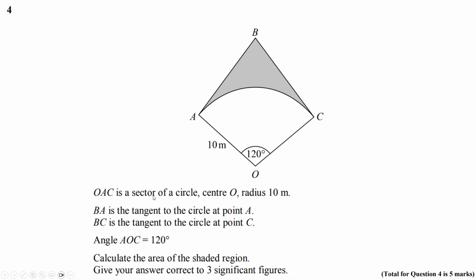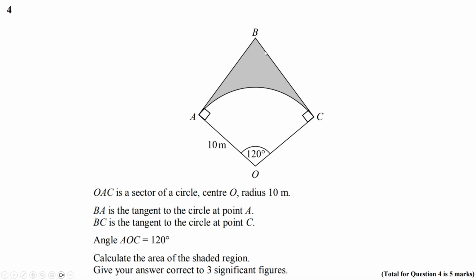Question 4. OAC is a sector of a circle, center O, radius 10. BA is the tangent to the circle at the point A. BC is the tangent to the circle at point C. Angle AOC is 120 degrees, and you want to find this area here, the shaded region. Well, if BA and BC are tangents, that means that these are 90 degrees, because a tangent meets a radius at 90 degrees.